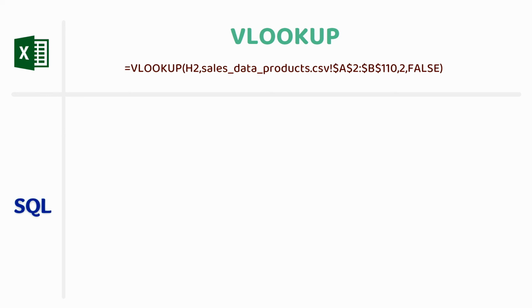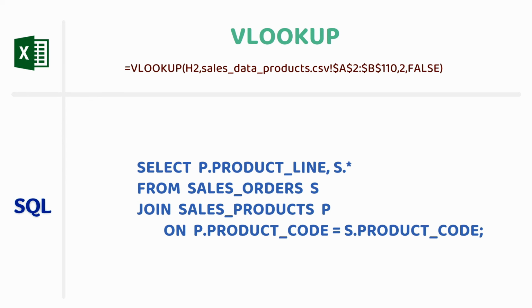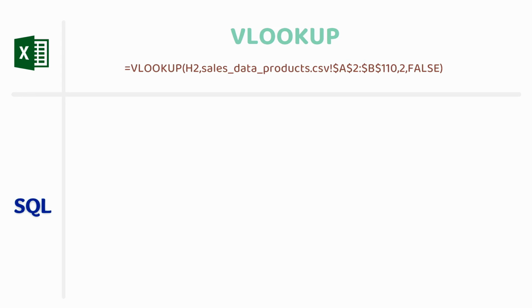VLOOKUP. VLOOKUP is a function used in Excel to look up column values across a table array by matching the values provided in the first column. It's kind of joining multiple columns together to extract a value. In SQL, we can perform this operation by using joins.